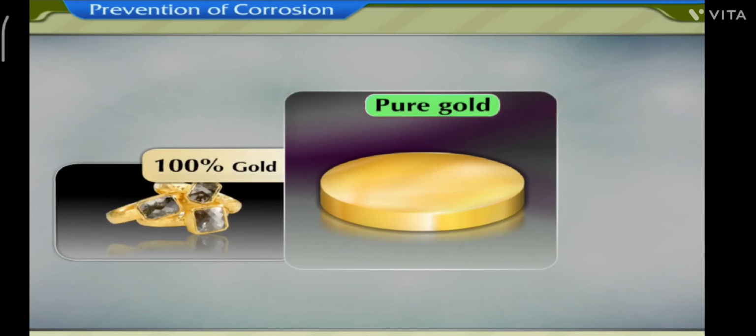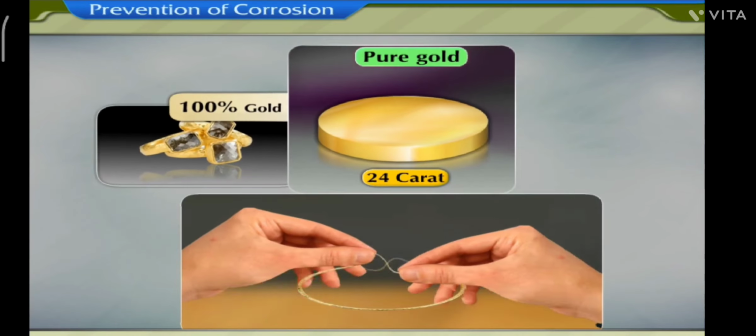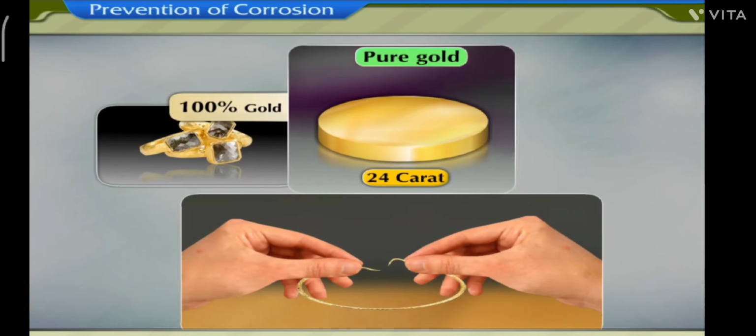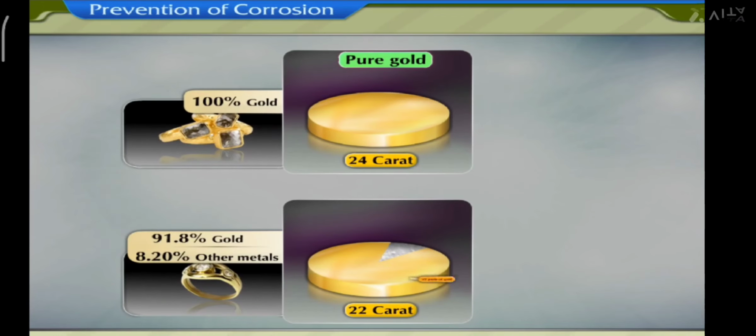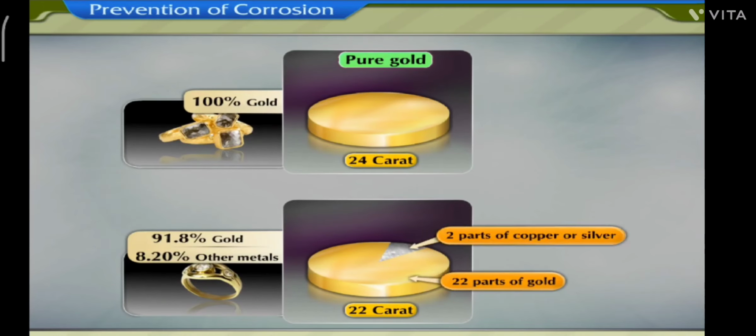Pure gold is said to be 24 carats. It is soft and hence not suitable to make jewelry. Generally in India, gold ornaments are made using 22 carat gold, which contains 22 parts of gold and 2 parts of copper or silver.